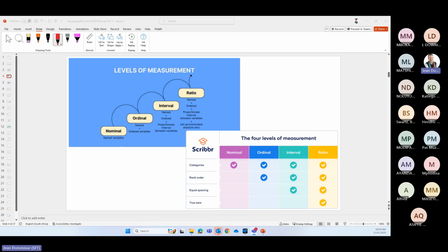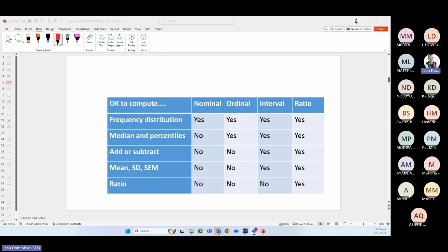When we get to ordinal, then we can do a bit more. So ordinal, there's ranking. In ordinal, you've got categories, you've got rank, and you can start to work out percentiles and medians. Because you've got the ranking, you can start saying what is the median.